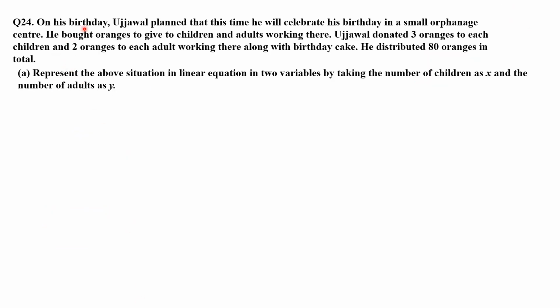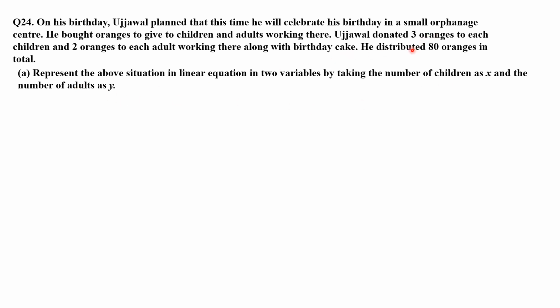Question number 24. On his birthday, Ujjwal planned that this time he will celebrate his birthday in a small orphanage center. He bought oranges to give to the children and the adults who are working there, and to himself also he is planning to give. Ujjwal donated 3 oranges to each child and 2 oranges to each adult working there along with a birthday cake, and he distributed 80 oranges in total. Now you have to represent the above situation as a linear equation in two variables by taking the number of children as x and the number of adults as y.